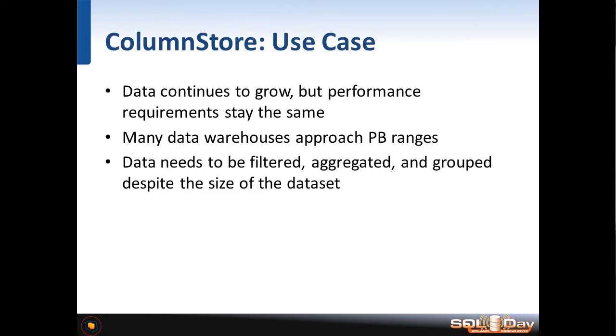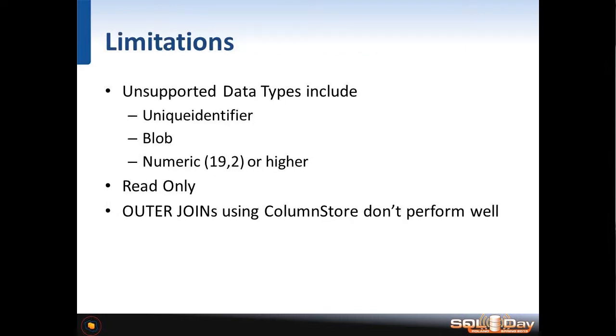The limitations have been fairly well documented about column store and what it can and cannot do. The biggest thing is there are some unsupported data types. I would not expect this to change in the next version of SQL Server. I would imagine adding this stuff in is a fairly low priority for the product team. So if you've got GUIDs, blobs, or numeric 19,2 or higher, while you can have those in the table, you cannot have those in the column store index.